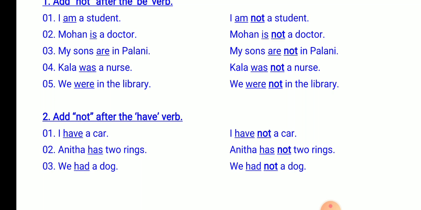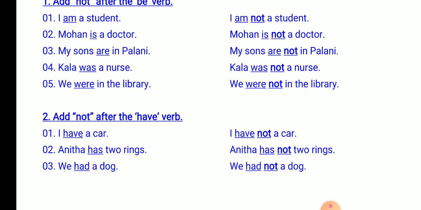Now come to the second example. Anita has 2 rings. In this sentence, the verb is has. Add not after has. Anita has 2 rings becomes Anita has not 2 rings.